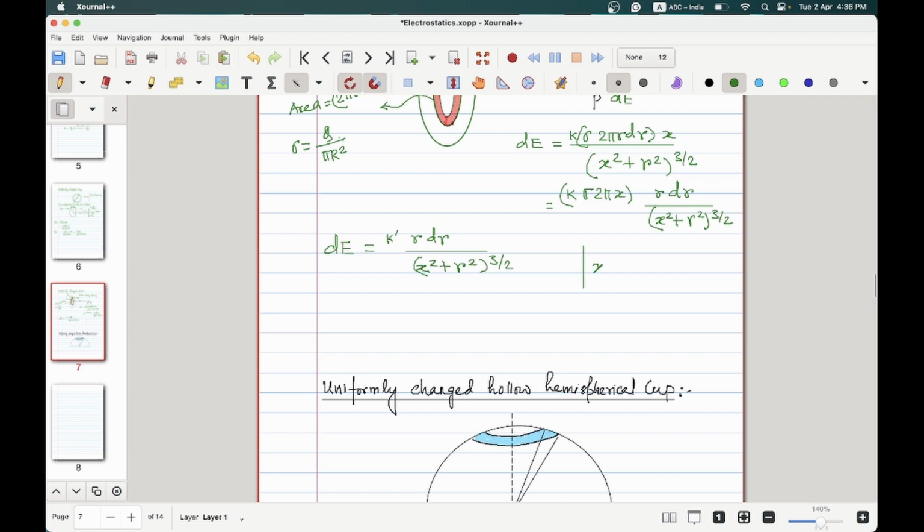Now let us say that x square plus r square equals Z square. So 2r dr equals 2z dz. So here we can substitute like this, k dash z dz, so this is basically k dash dz by z square.